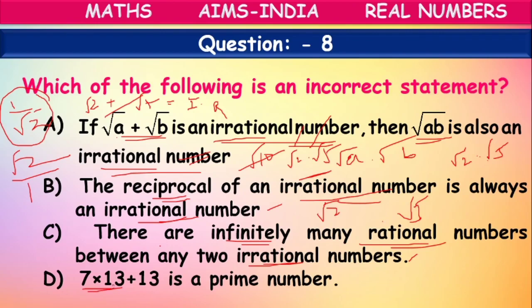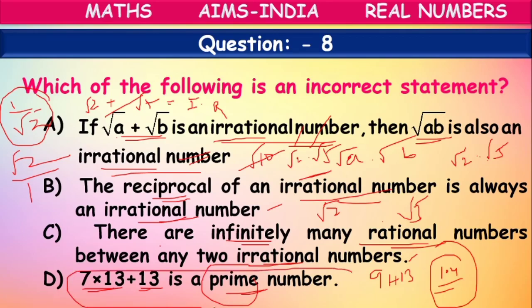Next, 7 into 13 plus 13 is a prime number. 7 into 13 how much? 91, plus 13. So what will we get? 104. 104 is not a prime number, but they gave that it is a prime number. This is the incorrect statement. So A, B, C are correct statements, so they are not the answers. D is the incorrect statement. So the correct option is D, children.